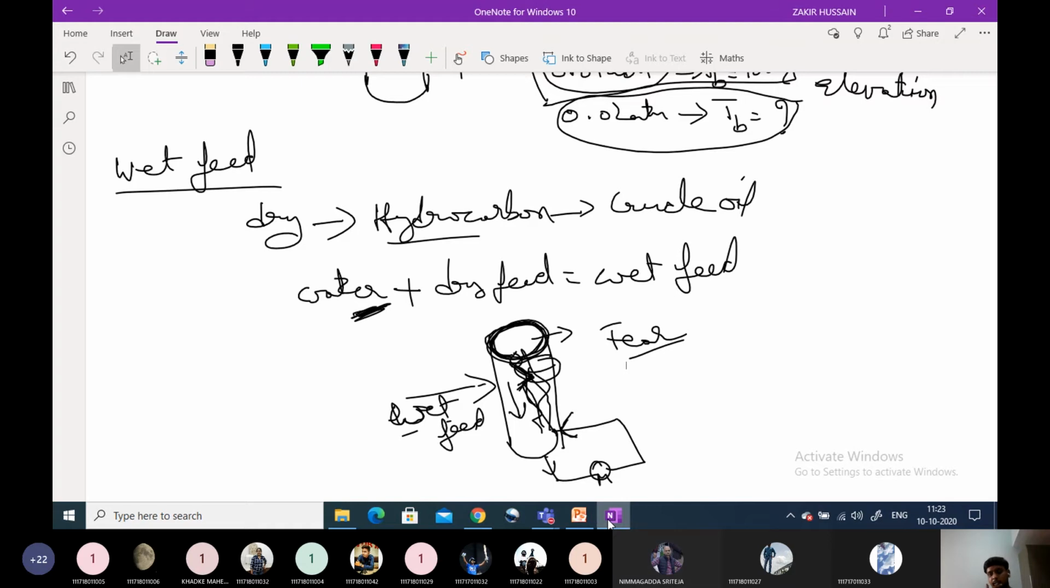Okay, I have already taught this one, the minimum reflux ratio. There are four to five types of formulas that have come, so we have to apply those formulas in the same problem.